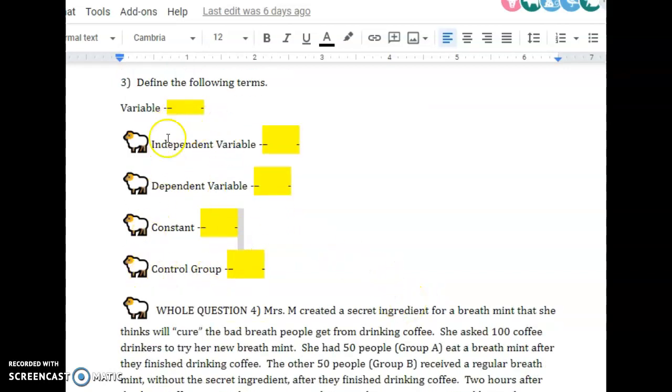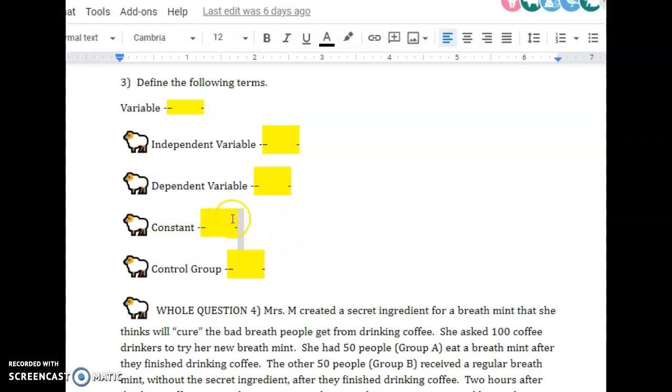The first part you need to know is definitions of these variables here. The independent variable is what we change. In the pig story, it was the amount of medicine. The dependent variable is what changes because of the independent variable. In the pig story, that was the health of the pig.